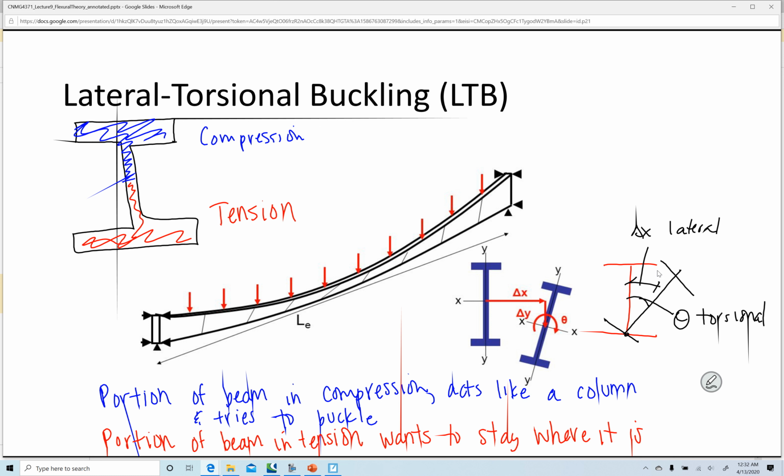So if we want to brace against lateral torsional buckling, the easiest thing to do is hold on to my top flange so it doesn't displace laterally. That is what we mean when we're bracing against lateral torsional buckling. For example, if your top flange is continuously connected to a floor slab, then you are continuously braced against lateral torsional buckling.